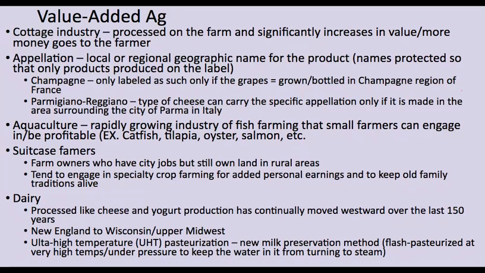Again, Parmigiano Reggiano is the same thing. Parmigiano Reggiano is a type of cheese that if it's not produced in the city, the area surrounding the city of Parma in Italy, it's not called that. Okay. Aquaculture is another. This is something that has become much more profitable over time, a rapidly growing industry of fish farming. Okay, so small farmers can engage in it and be profitable.